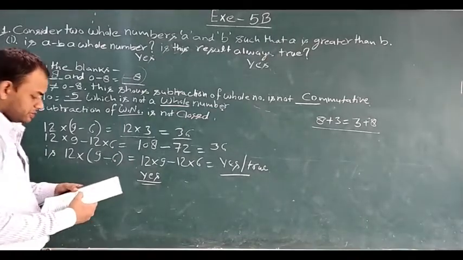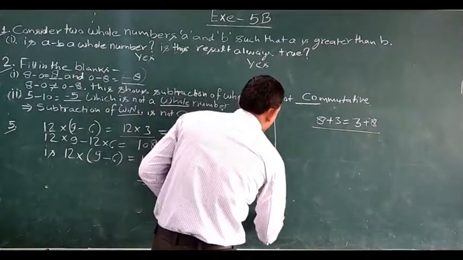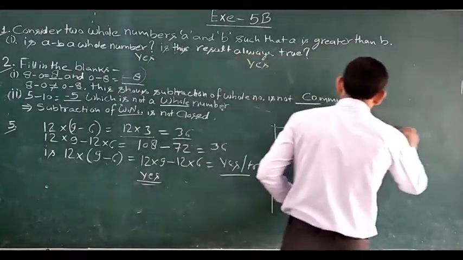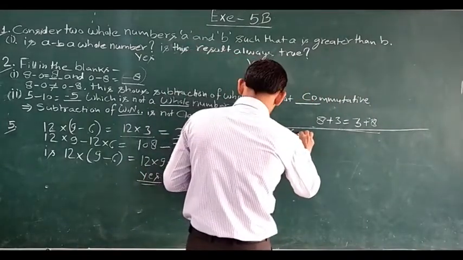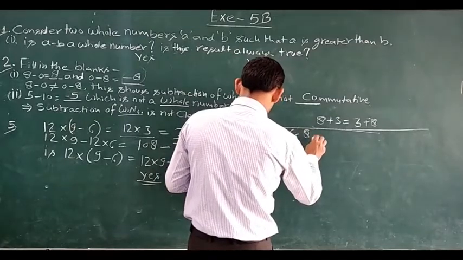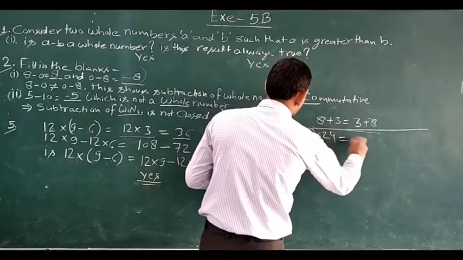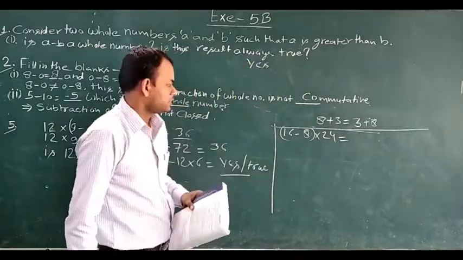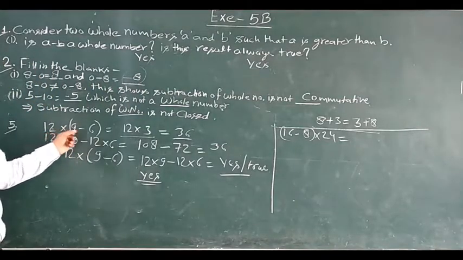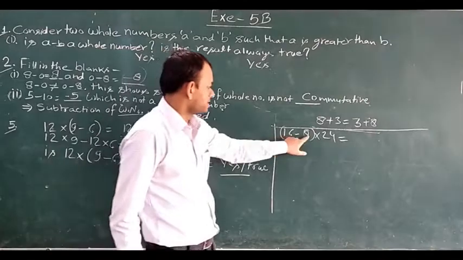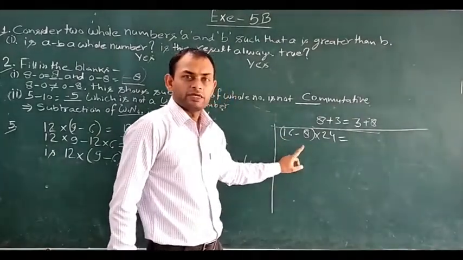Now the sixth question. I am just doing it here. You may copy it from here. (16 minus 8) into 24. You have to solve this like this. First of all, you will subtract 16 minus 8, and then 24. Then you will multiply 8 into 24. You will get the answer.